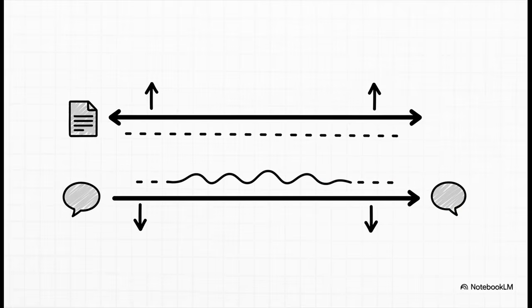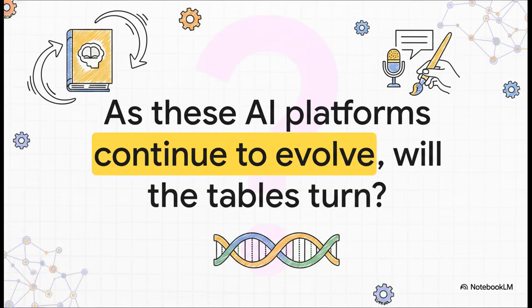Simple as that. Now, of course, we have to remember, this field is moving at lightning speed. Both of these tools are getting updates constantly. So the nice, clean lines that separate them today, they could get a whole lot blurrier tomorrow as they start borrowing features from each other. And that leaves us with one last, really fascinating question to think about. As these AI platforms keep getting smarter and more powerful, will one of them eventually just absorb the strengths of the other? Will the research librarian and the creative partner one day merge into a single all-powerful tool? As they keep evolving, that's something worth keeping a very, very close eye on.